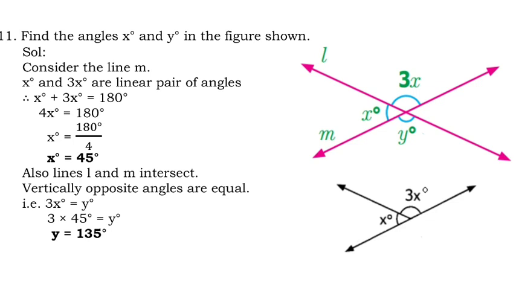Also lines L and M intersect. Vertically opposite angles are equal. That is 3x degree is equal to y degree. 3 into value of x degree, which is 45 degrees. So therefore 3 into 45 is equal to 135 degrees. So therefore value of y is equal to 135 degrees.